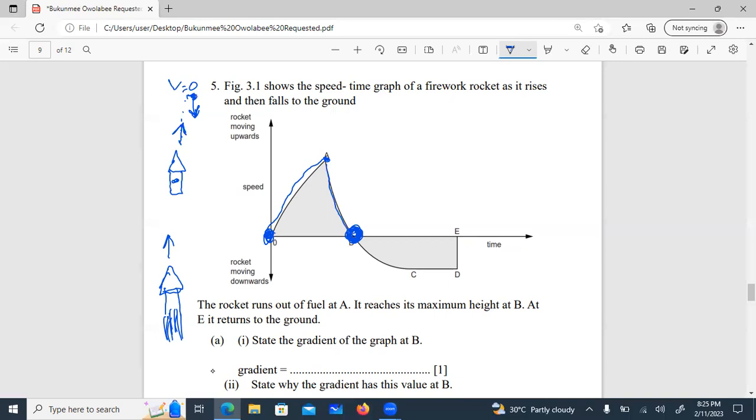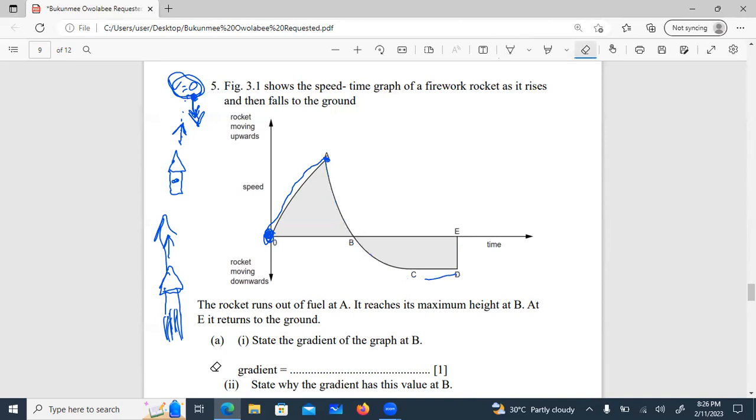Okay, the speed gets to 0 here at maximum height, and then it starts falling downwards. That's why the speed is negative, because it's falling in the opposite direction to the direction in which it rises. Its speed starts falling downwards till it lands. When it lands, its speed suddenly becomes 0. That's why the graph looks the way it is, okay?